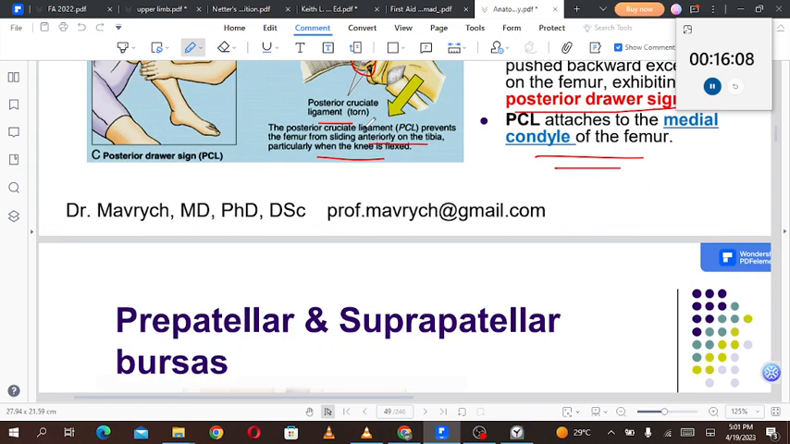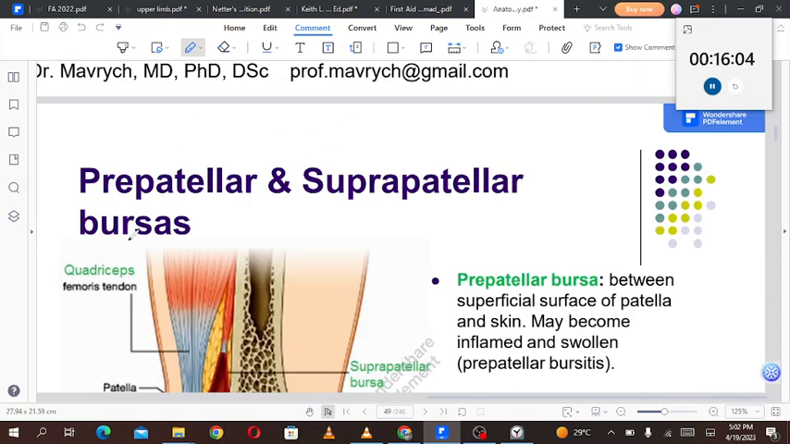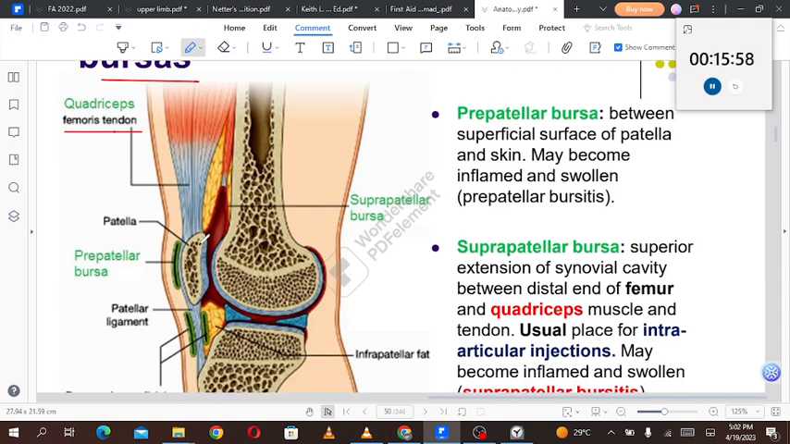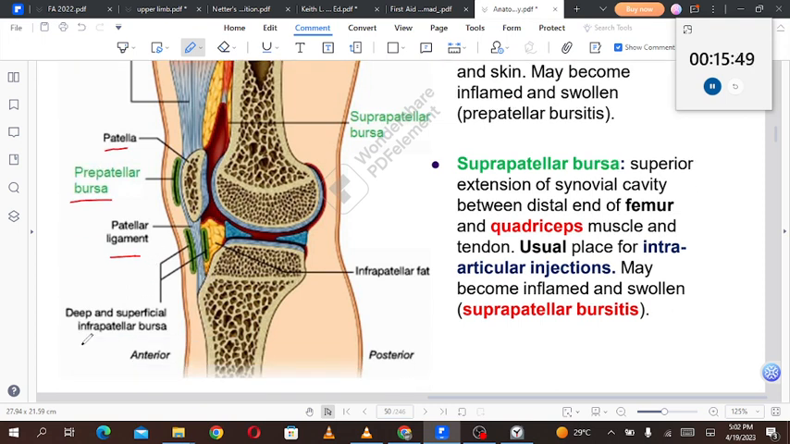Now let's move to the next thing, that is the prepatellar and the suprapatellar bursas. What are they? Here you can see the quadriceps femoris tendon, and this is the patella. Between the skin and the patella we have the prepatellar bursa, and then we have the patellar ligament, and between the patellar ligament and the skin we have the deep and superficial infrapatellar bursa.